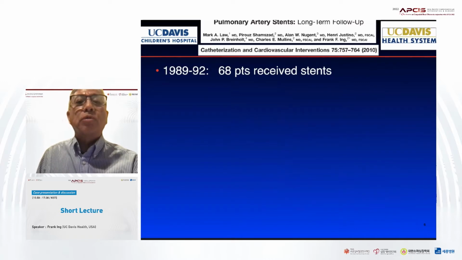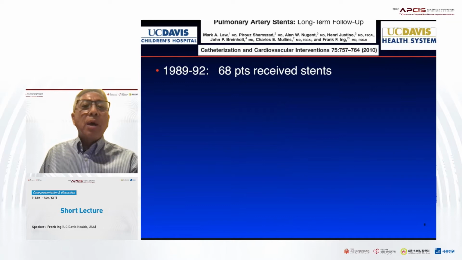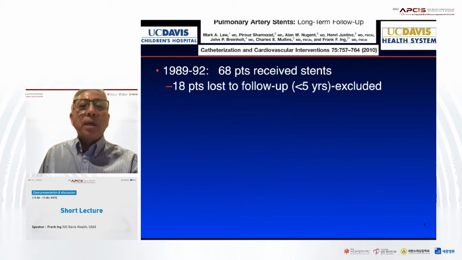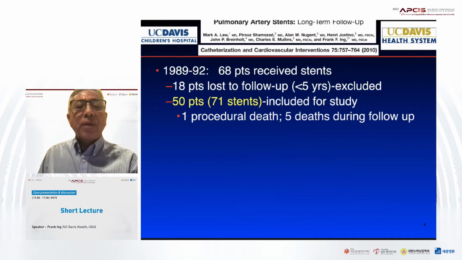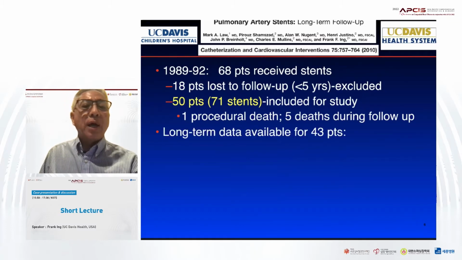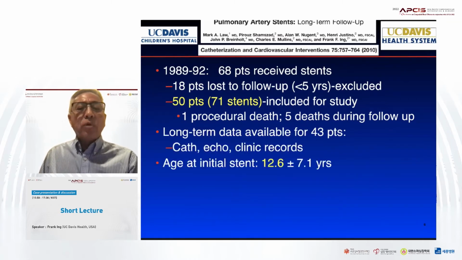What are some of the long-term data? So this is a paper that came out in 2010, a long time ago, but it was an important paper looking at 15-year follow-up out of Texas Children's. So this is about 1989 to 92. 68 patients had stents. Now, some of these were lost to follow-up, but 50 patients, well, 71 stents were included in the study. They're looking at what's happened to that stent over time. And I'll go through this quickly. So there was adequate data for about 43 of these patients, looking at cath, echo, and clinical data.